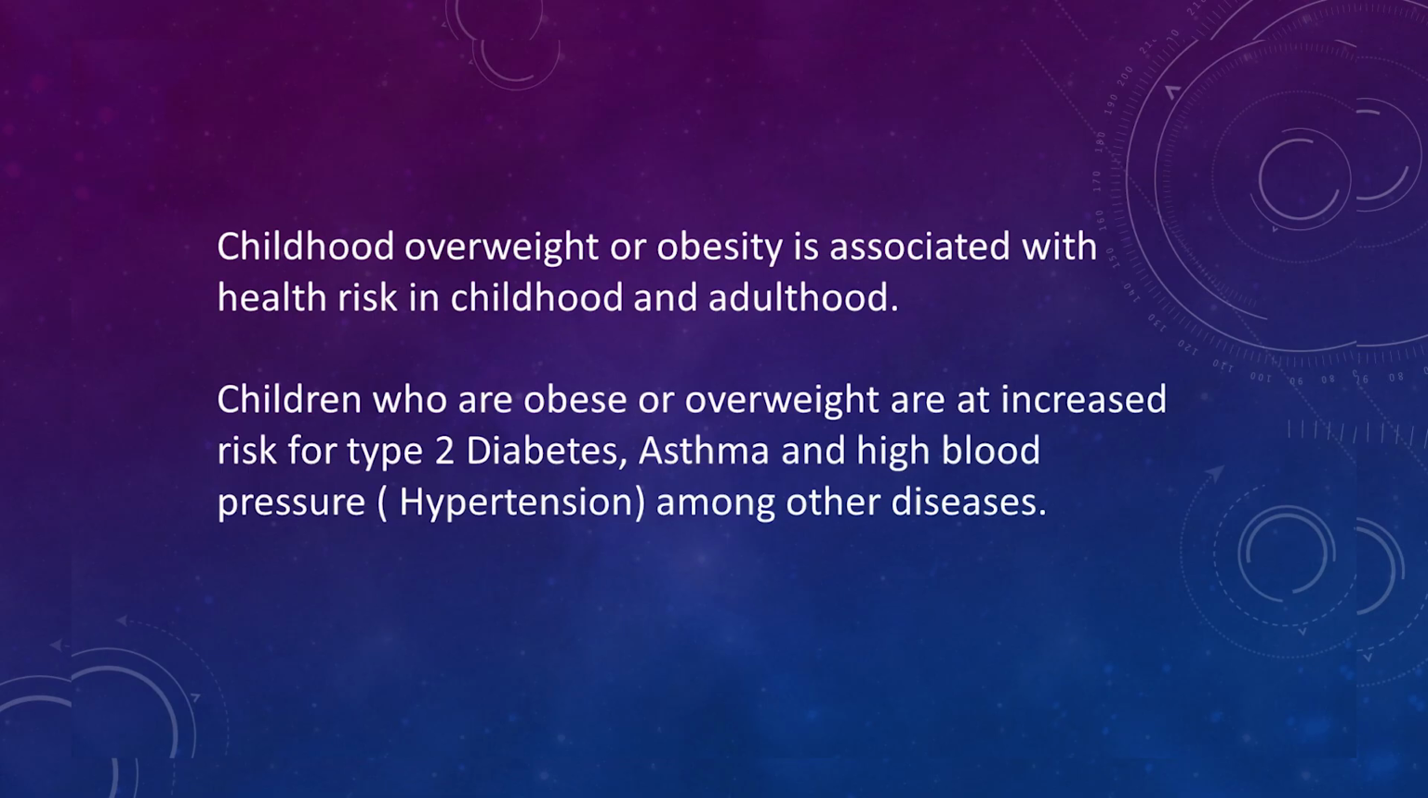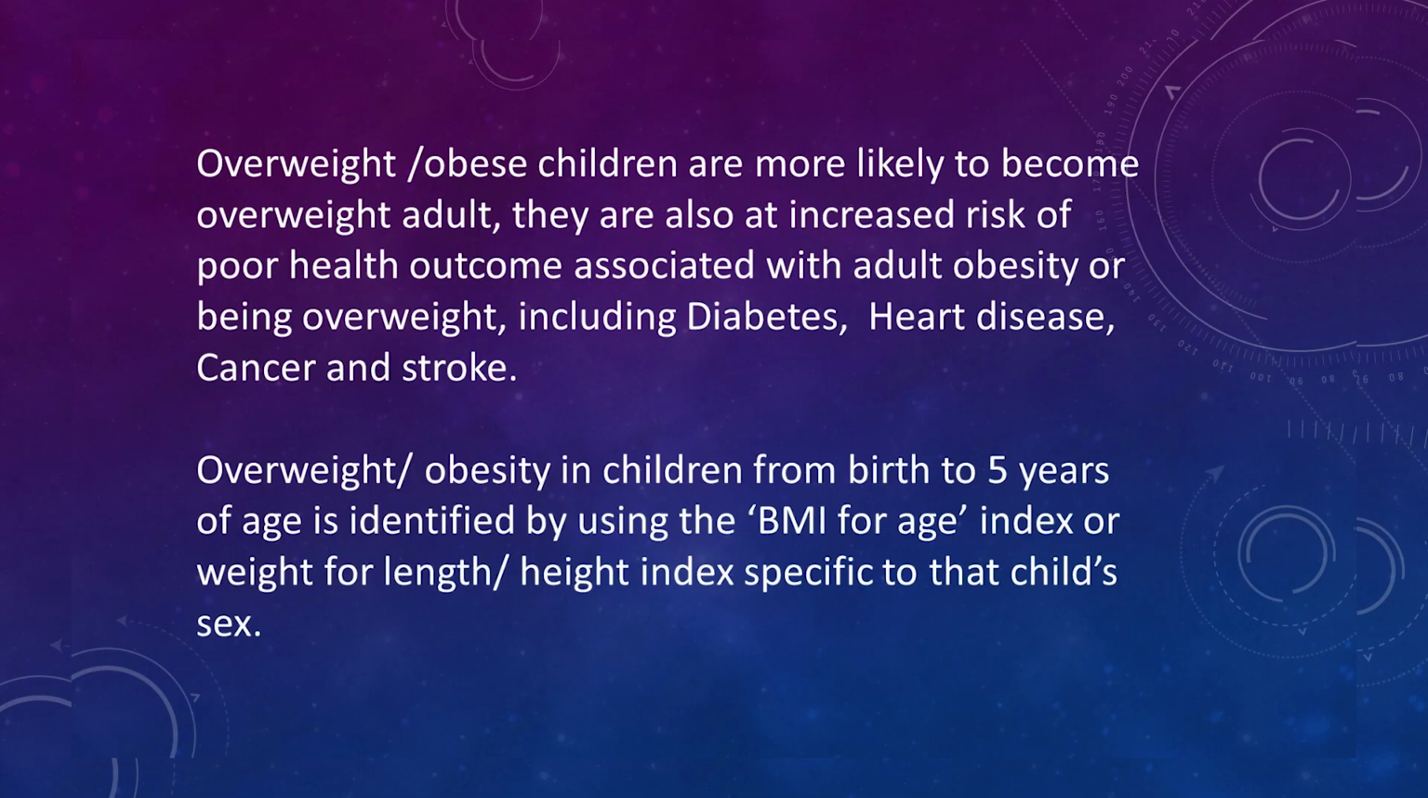Children who are overweight may in their adulthood suffer from other diseases like type 2 diabetes, asthma, high blood pressure, stroke, etc. Overweight and obese children are more likely to become overweight adults, and are also at increased risk of poor health outcomes, such as the risk factors associated with adult obesity: diabetes mellitus, heart disease, cancer, stroke, etc.